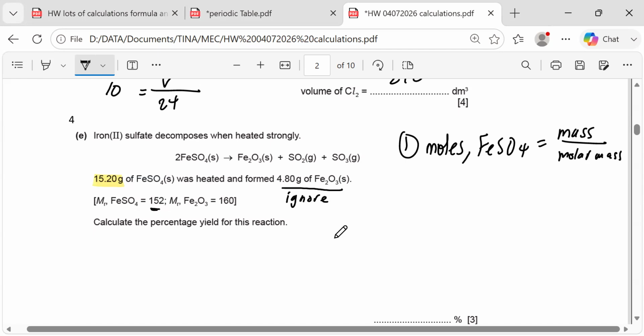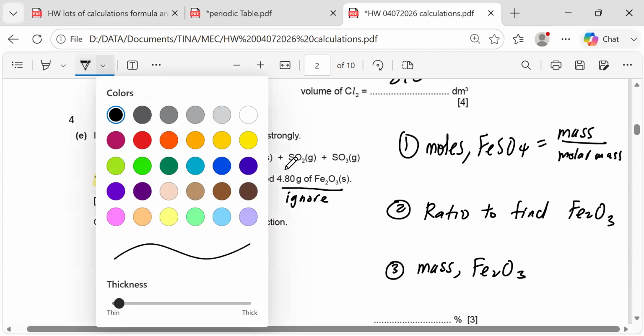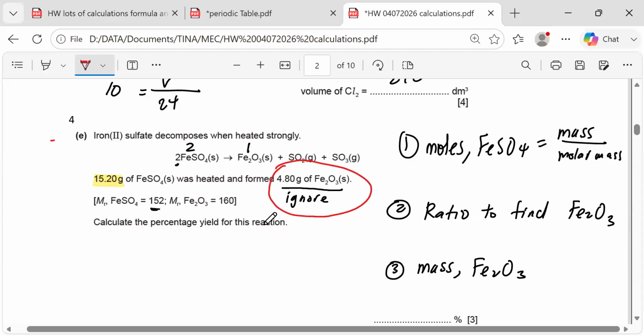152. Step 2, use the ratio to find Fe2O3. Ratio is here. 2 to what? 2 to 1. Can you see why it is 2 to 1? Here 2, here 1. And then step 3, find the mass of Fe2O3. Don't tell me, teacher, they give already. This is not what you're looking for. You're supposed to ignore this first. Do step 1, step 2, step 3 first.